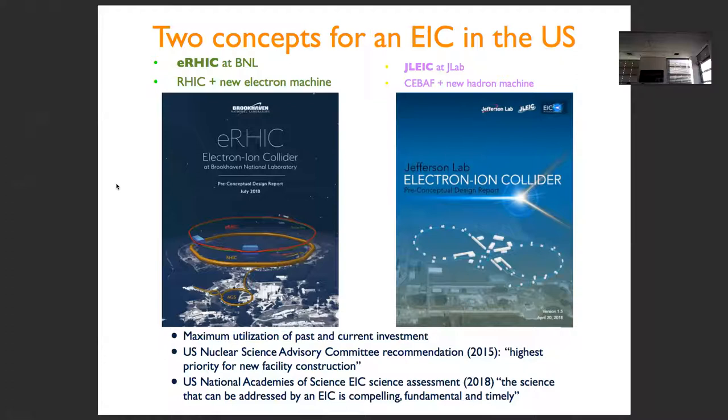And then there are two current milestones. I'm not going to mention the future timeline, but these are the two items. One is the Nuclear Science Advisory Committee recommendation. This is very important, at least for a US project to move forward, supporting the highest priority for a new facility. And then this year, the National Academy of Sciences, Larry is here, he was also part of it, issued a recommendation endorsing it. The science that can be addressed by the EIC is compelling and fundamental. We just hope the future keeps moving forward with this momentum.